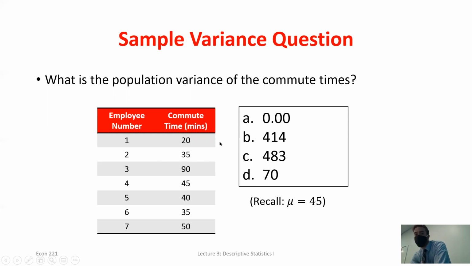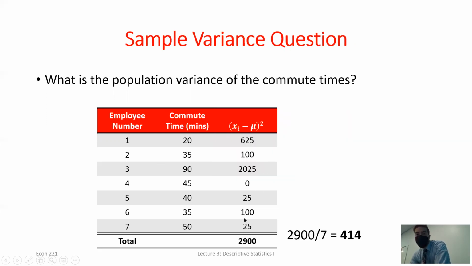If I'm doing this, I usually write the numbers in the data set down and then write those deviations squared right next to it. If I go ahead and do that, I get all these numbers. I then add them all up. I get 2,900. It's a population variance, so I divide by the total number of numbers I had, which is 7 employees in this data set, and I'll get that population variance of 414. Any questions on that process or anything?